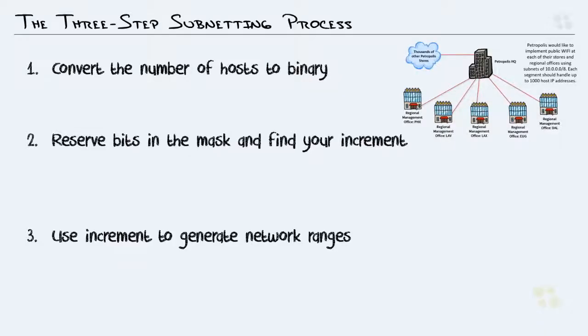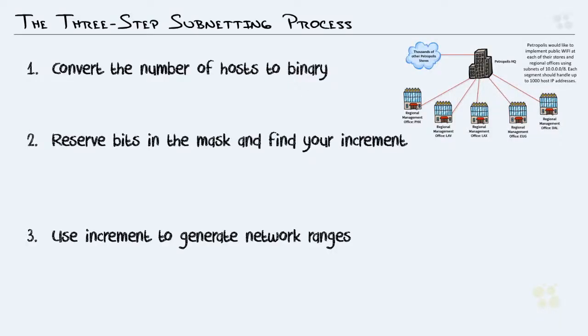And in a large enterprise like Petropolis, you've got a ton of stores. So they're just saying, take the entire Class A network, 10 dot whatever, anything that starts with 10, and chop that up into little segments that we can use for our public Wi-Fi. So here's the process that you would use to do that. It is the same process as it was before, and I would encourage you, before you just watch me go through it, pause right now and see if you can figure this out yourself, okay?